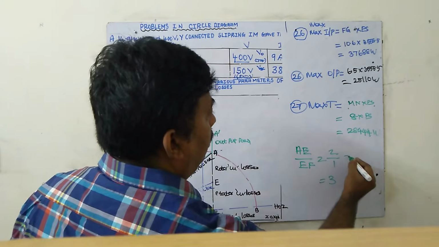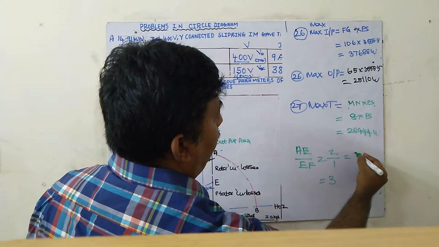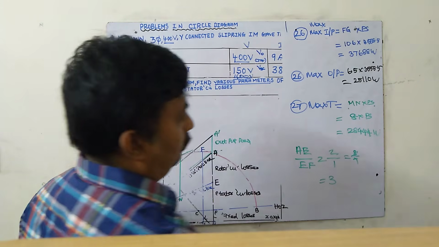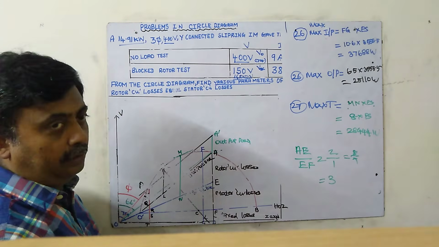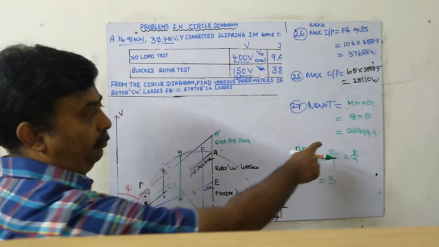So what is the value? AF equals 8 divided by 4, totally 12. So the total value is 12, and you have to calculate according to that. Sometimes it will be 2 by 1 time.